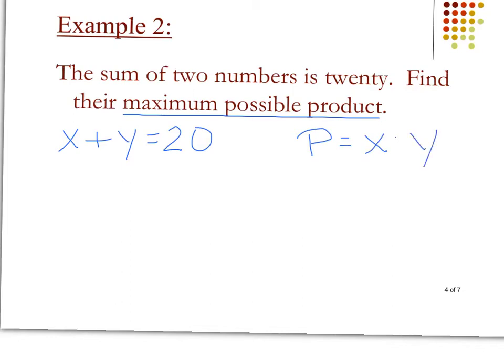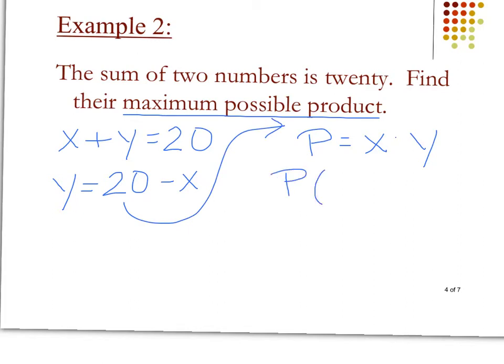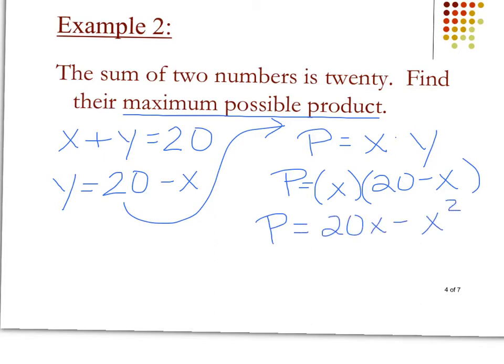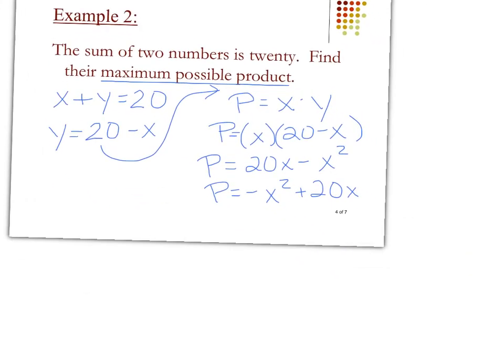So as we did in example 1, I will solve the first equation for one of the variables. This time I'll solve it for y. Y is 20 minus x. And then I will plug this back up into here. So the product is x times 20 minus x. So your product is 20x minus x squared. Now some of you might find it more helpful to write it as negative x squared plus 20x, and that will help you get your negative b over 2a. So let's just go through.